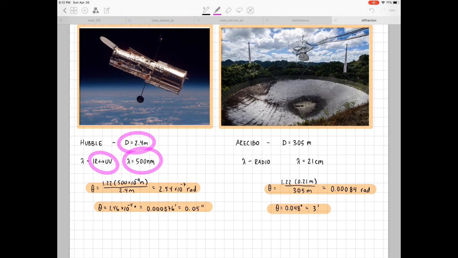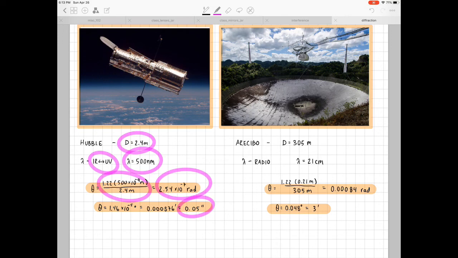Well, if you plug in 500 nanometers and 2.4 meters, you end up getting an angular resolution of 2.54 times 10 to the minus 7 radians. That means on the sky, if two objects are separated by more than that amount, then you'll be able to tell them apart in your image. And that angle is incredibly tiny; it works out to be about 0.05 arc seconds. So an incredibly tiny angular separation.